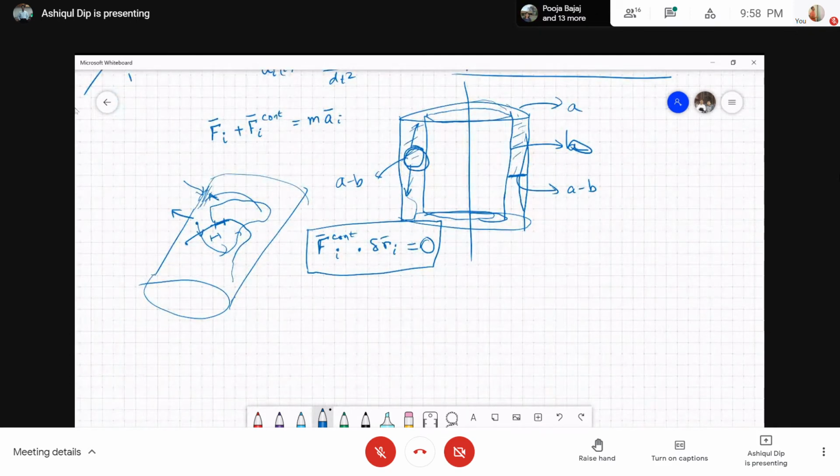Can you explain this one more time? Which part? Yeah, this one only, the F dot delta R equals 0.